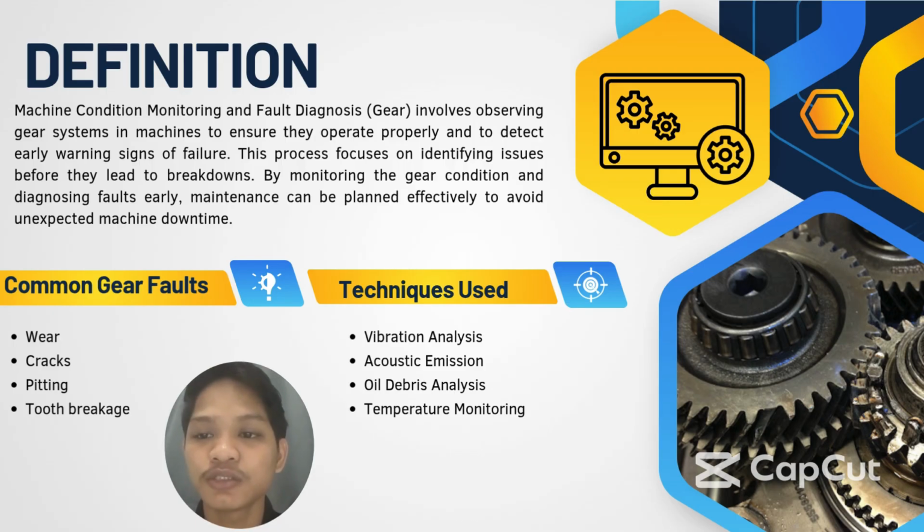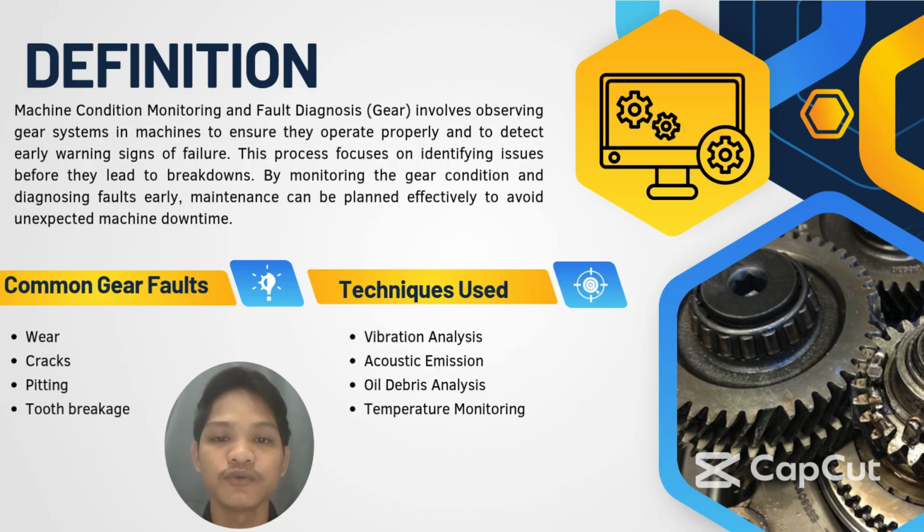Machine condition monitoring and fault diagnosis of gear involve observing gear systems in machines to ensure they operate properly and to detect early warning signs of failure. This process focuses on identifying issues before they lead to breakdown. By monitoring the gear condition and diagnosing early, maintenance can be planned effectively to avoid unexpected machine downtime.